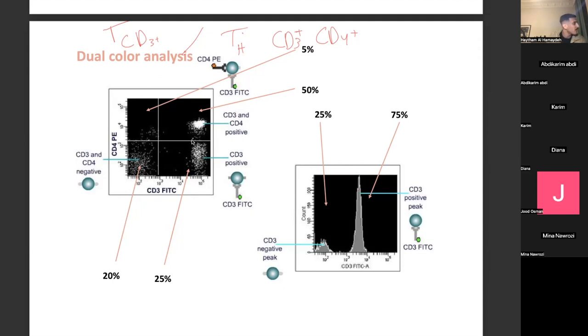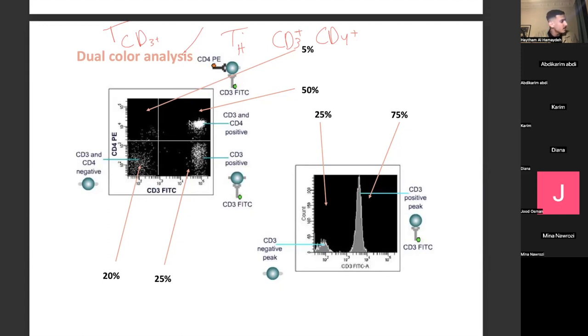But why is it CD3 negative and CD4 negative here? So you ask just for the positive part? Yes, because everything else doesn't exist for that question. Now I want only CD3 and CD4, positive positive. CD3 and CD4 together is 50%.